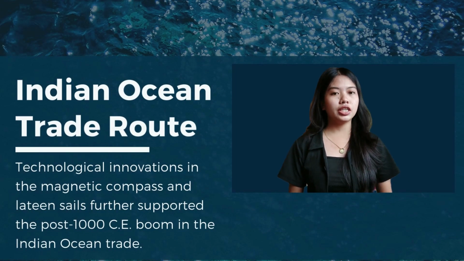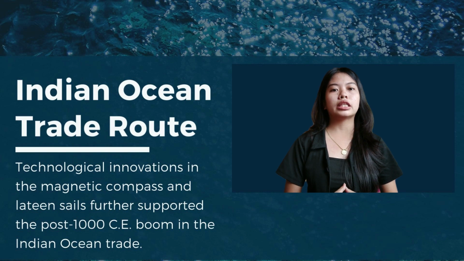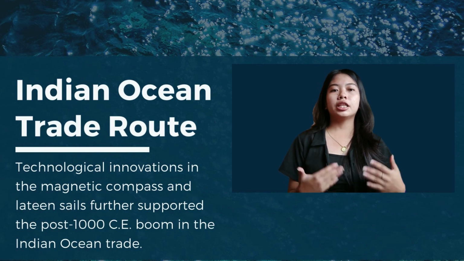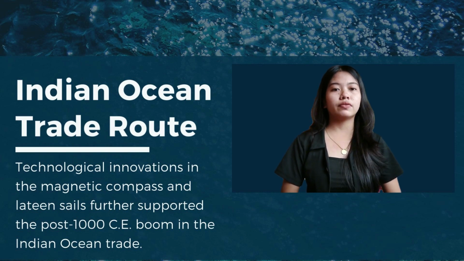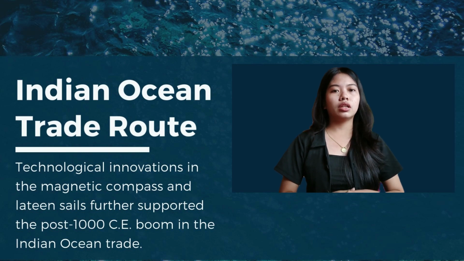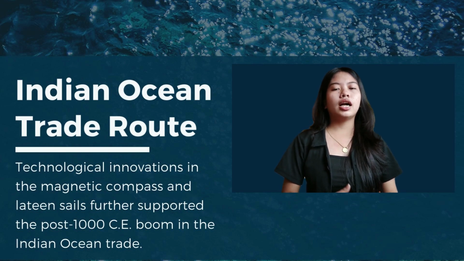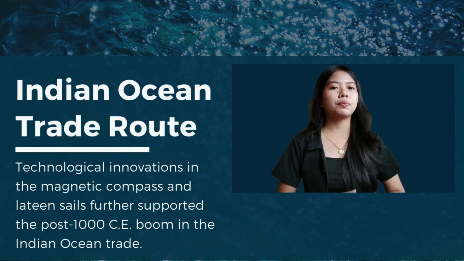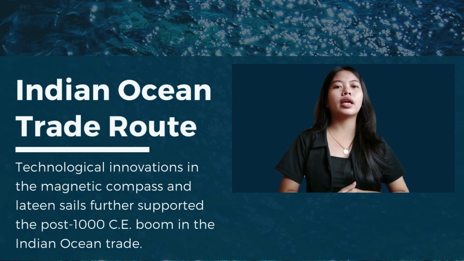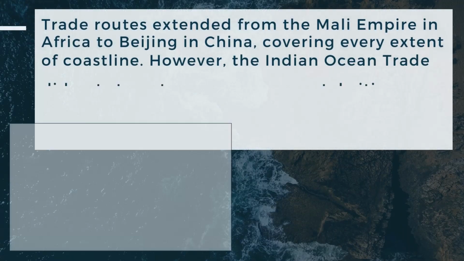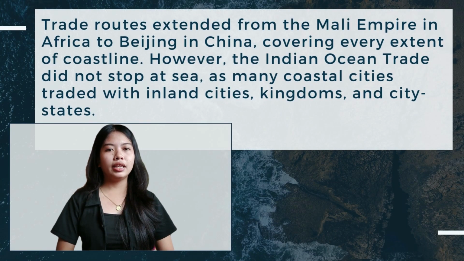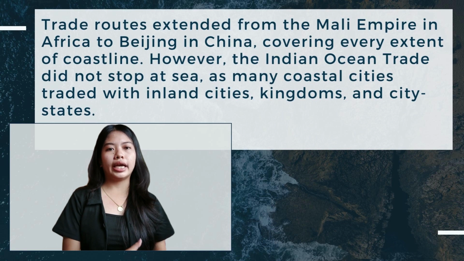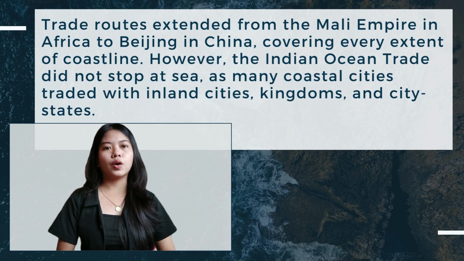As previously mentioned, it was the consistently predictable Indian Ocean monsoon winds that made travel and commerce so effective in the Indian Ocean throughout all of history. Technological innovations in the magnetic compass and Latin sails further supported the post-1000 CE boom in the Indian Ocean trade. Trade routes extended from the Mali Empire in Africa to Beijing in China, covering every extent of coastline.